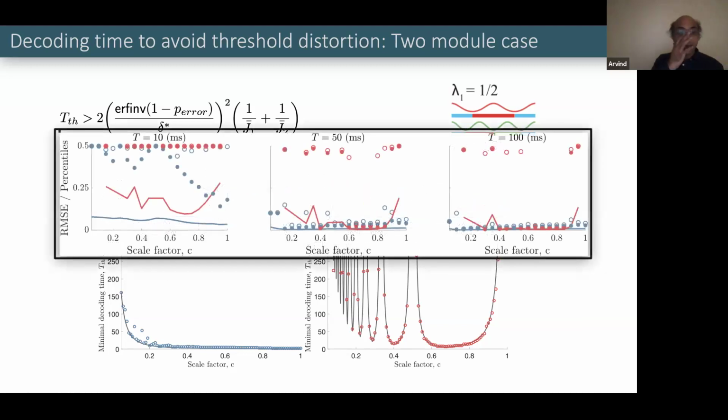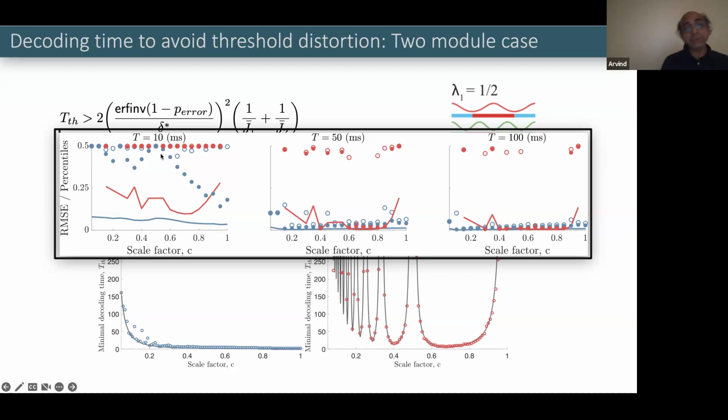And now one can ask, so this is what reviewers forced us to do, to actually plot the distribution of errors. So here what you see is the root mean square error. These are the solid lines. And these dots here tell us what's the largest error, so in terms of percentile. And this is the amount of error that you are actually making, the absolute value of that.